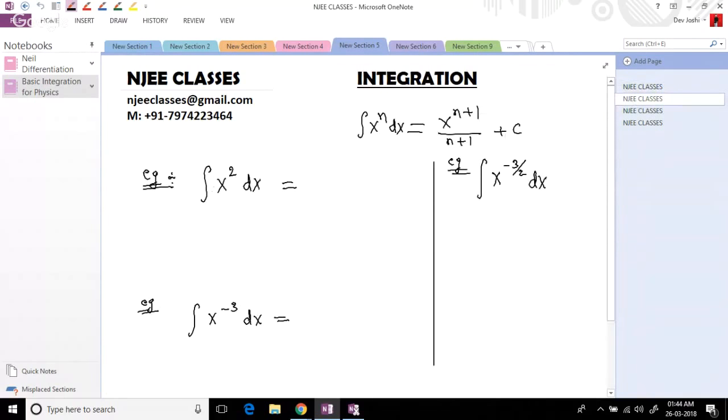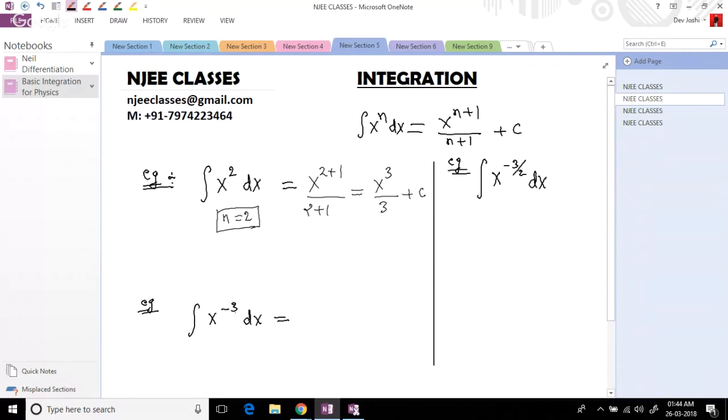The first example, integration of x square dx. So what is n in this case? In the first case, n is equal to 2, correct? So we can definitely apply the first formula, that is x to the power n plus 1 upon n plus 1. So here also x to the power 2 plus 1 upon 2 plus 1, that is equal to x to the power 3 upon 3 plus c. All right, a constant term is always there.